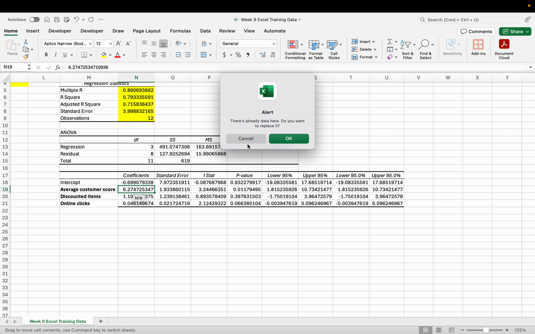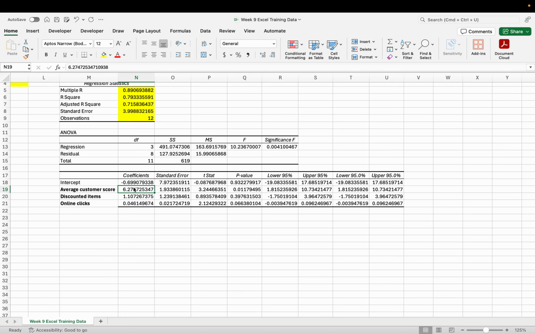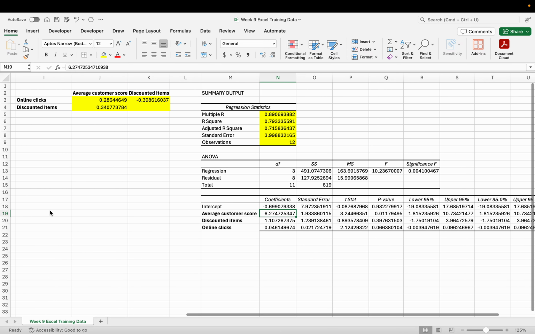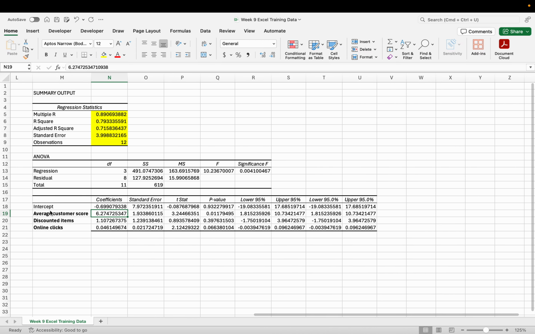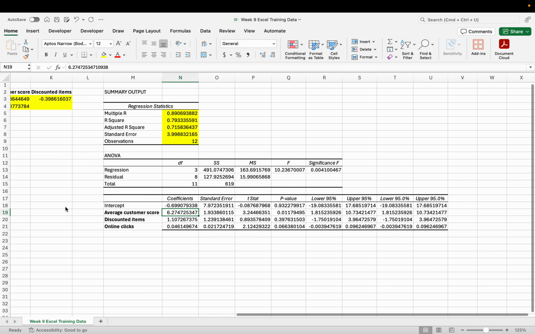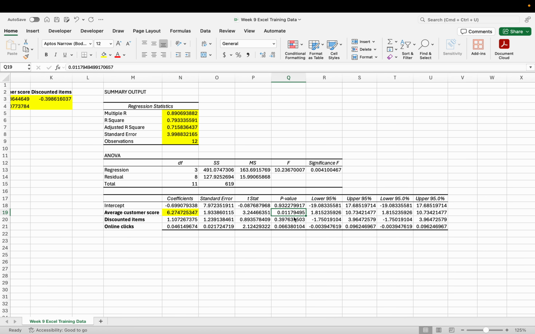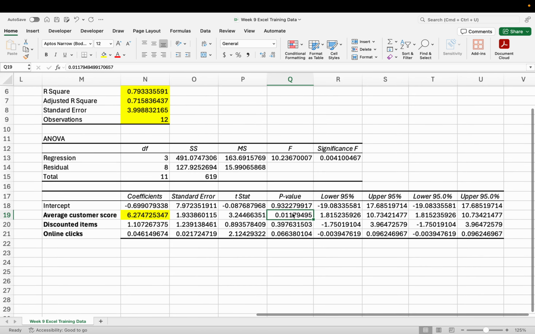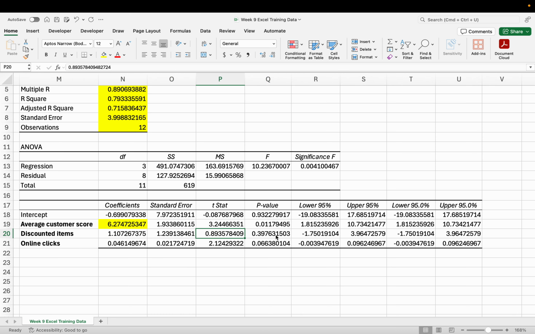The coefficient for average customer score is quite high. So if the customer finds the experience satisfactory, unit sales are going to increase, and that appears to be the most influential variable here, because it also has the smallest p-value. Discounted items, like I said, has a large p-value, so this one doesn't really have much significance.